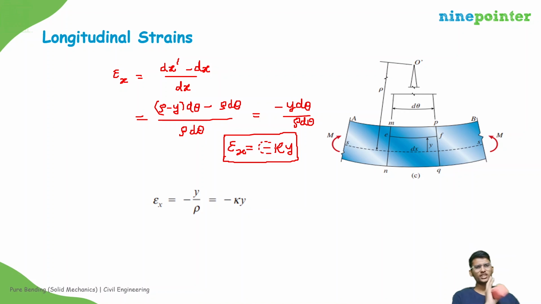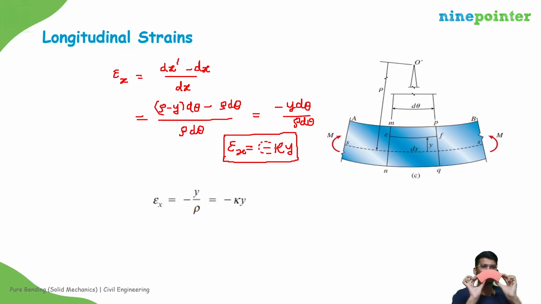In these pure bending concepts, do not bother about the sign convention. Just calculate the value in terms of magnitude and by intuition put the sign. Because we got epsilon x equal to minus kappa into y, since we applied moments like this, the curvature is like this, so the top is compressed. So the strain should be negative.